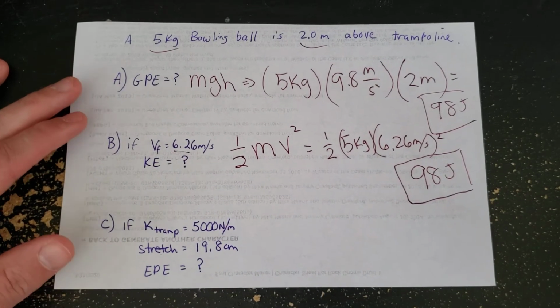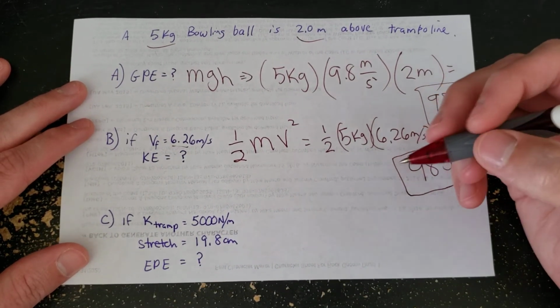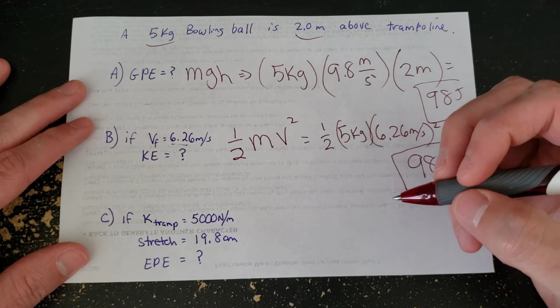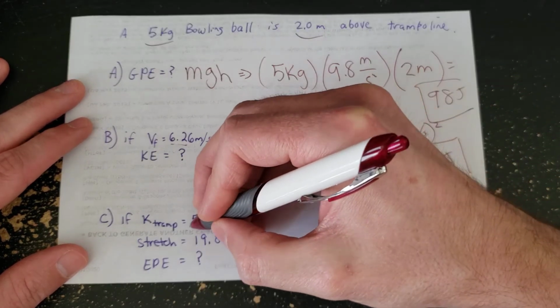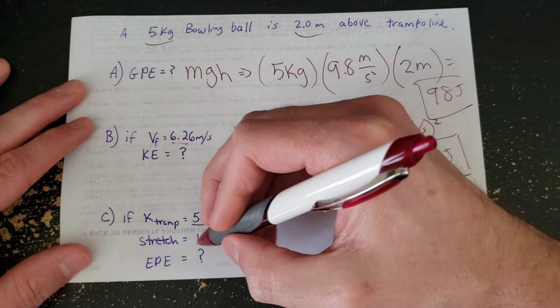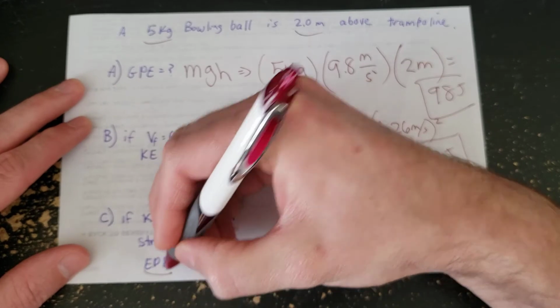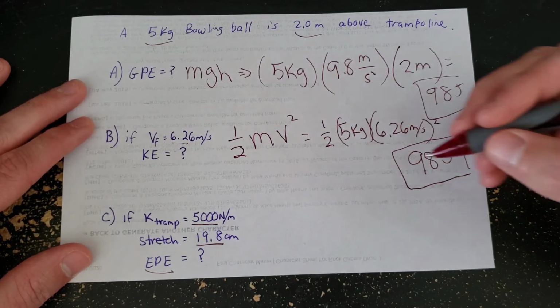The last piece is it's going to impact that trampoline, and as it hits the trampoline, it's going to compress it. So the trampoline is acting like a spring, and it has a spring constant of 5,000 newtons for every meter of stretch. And so it's going to stretch that trampoline 19.8 centimeters. What is the elastic potential energy that it now has?